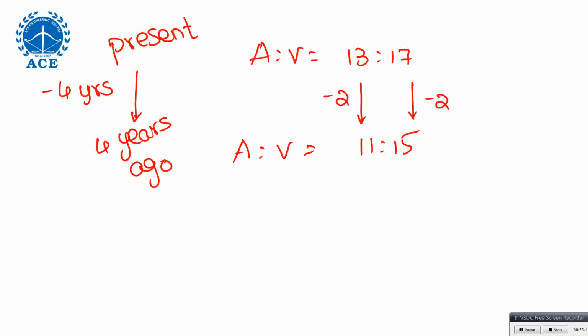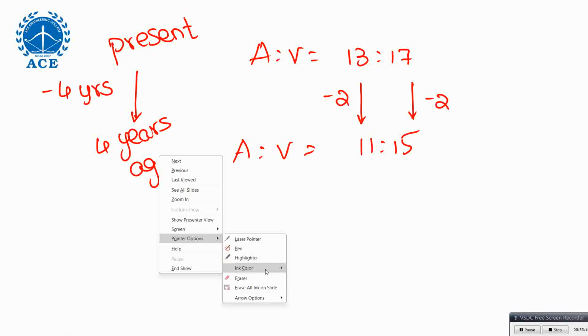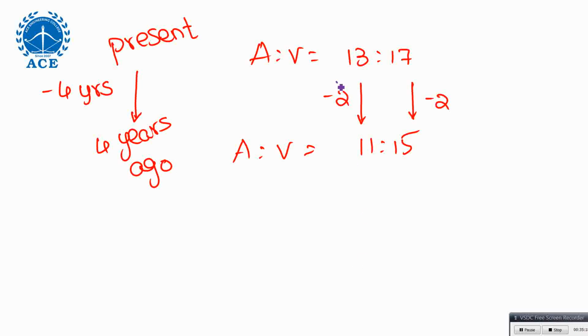Now what can you do? In ratio, 2 means actually 4 years of age. You see, in ratio here it is 2 years, but actually it is 4. That means in ratio 1 means 2. So 13 means 26, 17 means 34. Complete. Present ages are 26 and 34. After 6 years, 32 and 40, which is 4 is to 5.